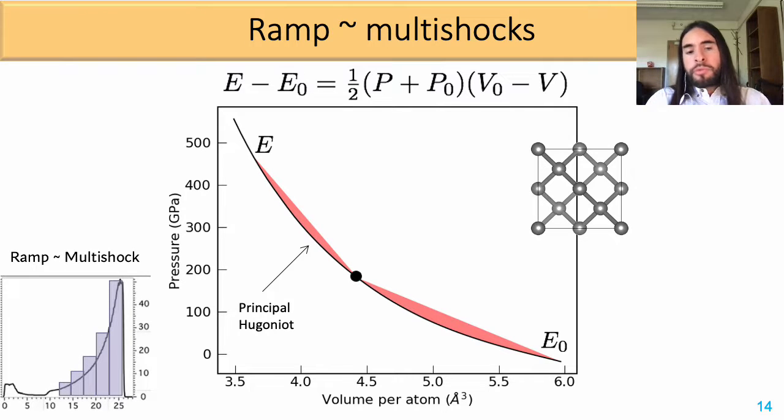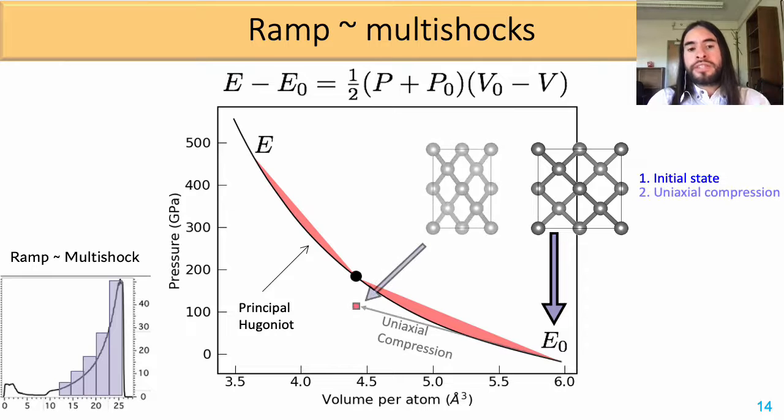So ramp compression is similar to a series of consecutive shocks that come right after the other, and this is what we will try to imitate with our simulations. We will start with a sample that is isotropically compressed in hydrostatic equilibrium, and then we will uniaxially compress from this state to a new density. So we will perform a uniaxial compression at fixed temperature to a new density, but just by uniaxial compression.